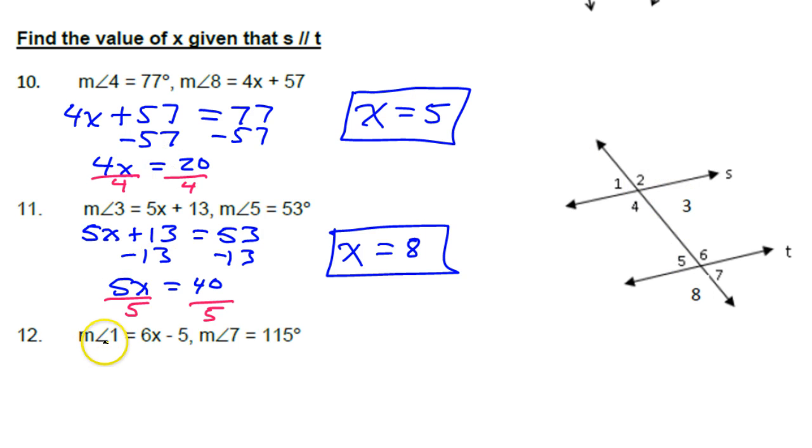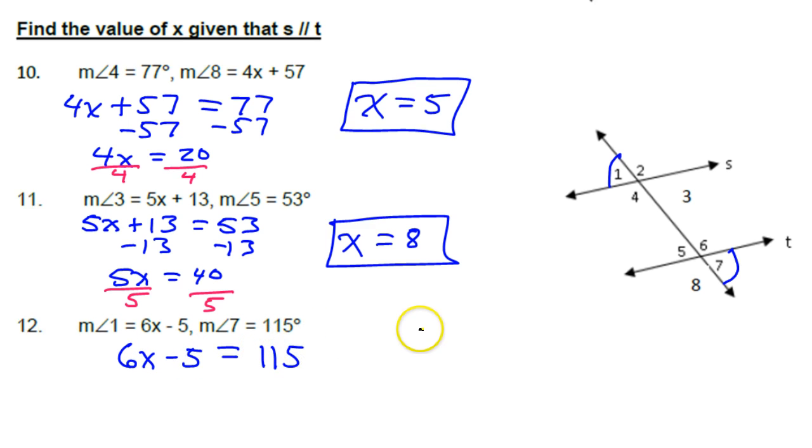So number 12 involves angle 1 and angle 7. So here's angle 1 and here's angle 7. These are alternate exterior angles. And if the lines are parallel, alternate exterior angles are equal. So big surprise, once again, we will set these equal to each other. So 6x minus 5 should equal 115.